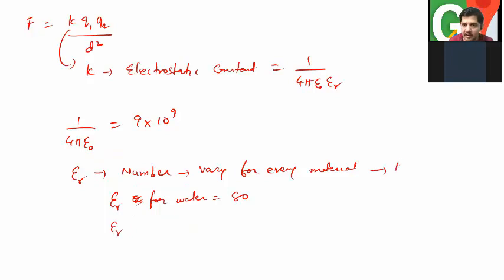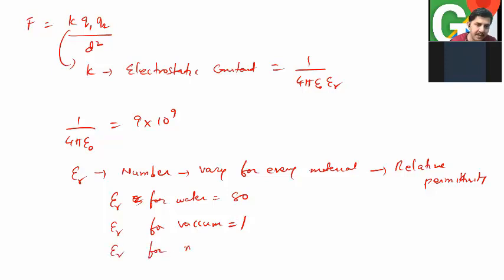What is this called? This is called relative permittivity. The value of epsilon r for vacuum is equal to 1, while the value of epsilon r for a metal is equal to infinity. So now let us understand, based on these values, what it means.